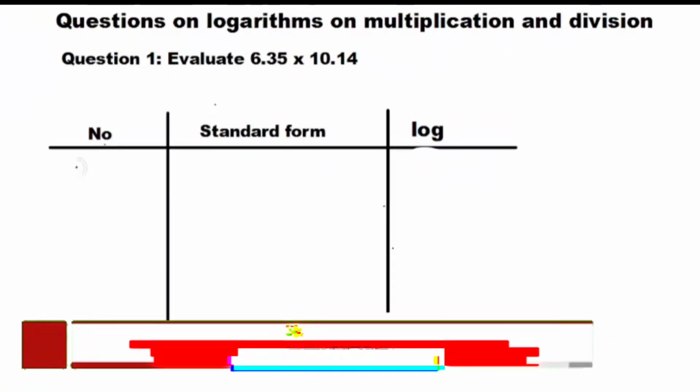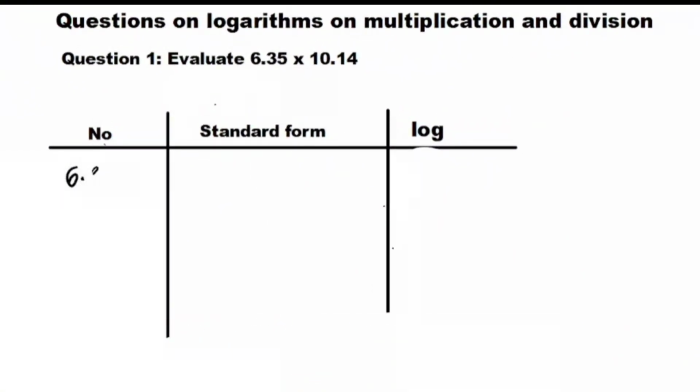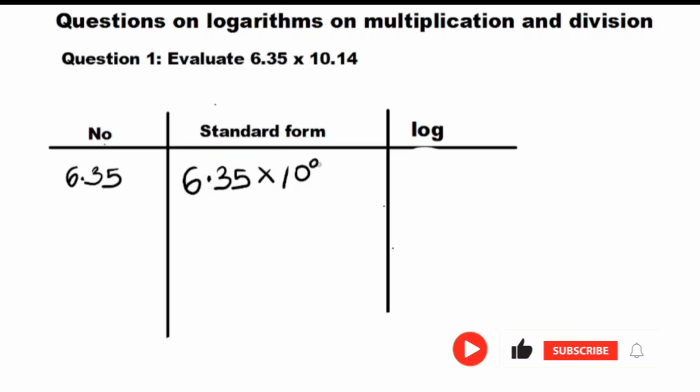Table we have says 6.35. And then we want to represent this in standard form so that we can differentiate between the characteristics and the mantissa, right? So in the standard form, it is the same thing as 6.35 times 10 raised to the power of 0, because nothing moved. The decimal point was still here. So therefore, this index here, 0, is going to be our characteristics, which is 0 point.